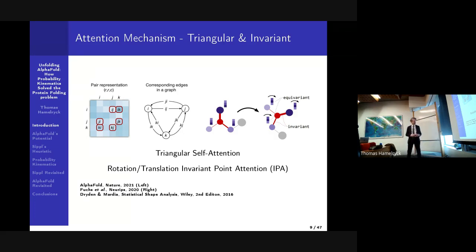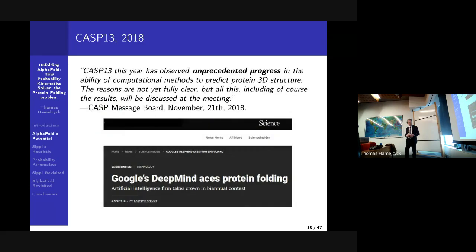This was also worked on before by, for example, the group of Max Welling, and you have this publication here in NeurIPS in 2020 that predated the AlphaFold publication. In general, making these networks rotation and translation invariant fits within a very classical statistical discipline, the discipline of statistical shape analysis. And the co-author of this presentation, Kanti Mardia, has been working a lot on this topic.